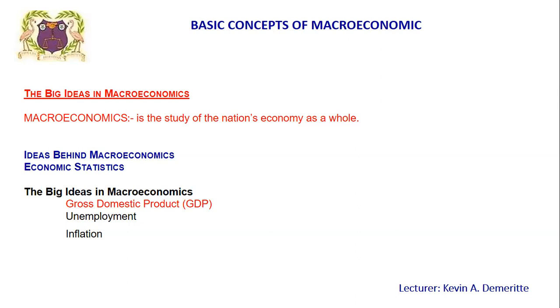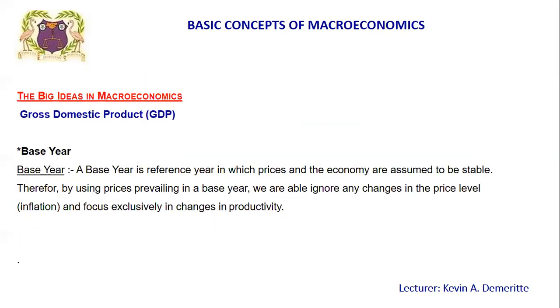Okay, so last class, we began talking about the big ideas in economics. We said there's three big things that we're going to focus on when we're looking at the economy as a whole: gross domestic product, unemployment, and inflation. We defined gross domestic product as the production of final goods and services in the economy in a given period, usually a year. And we said there are three ways of measuring gross domestic product, or GDP.